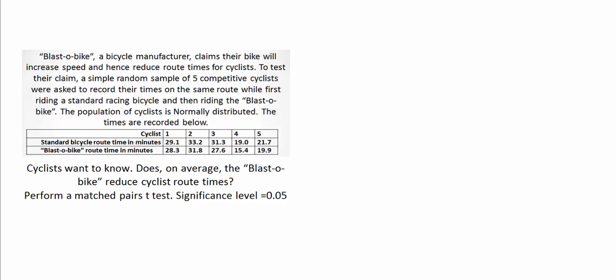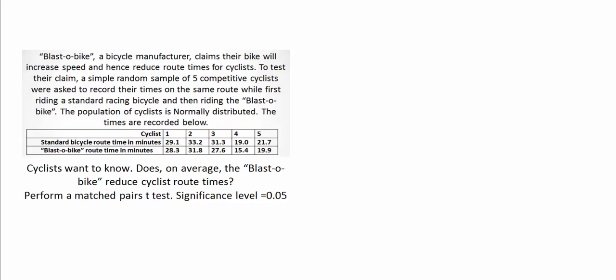Well, we know this is going to be a matched pairs procedure because we have 2 dependent measurements. The standard route time and the Blastobike route times are paired among the cyclists. There's 2 quantitative measurements taken on 1 unit. So this means we have to do a paired procedure. Cyclists want to know, does on average the Blastobike reduce cyclist route times? So we need to perform a matched pairs t-test. We're going to use a significance level of 0.05.